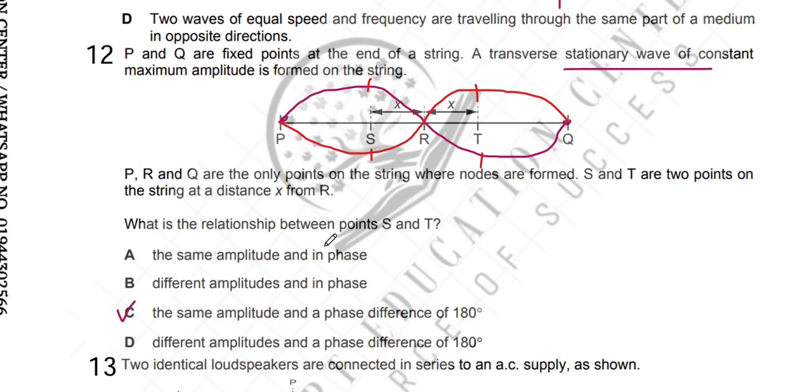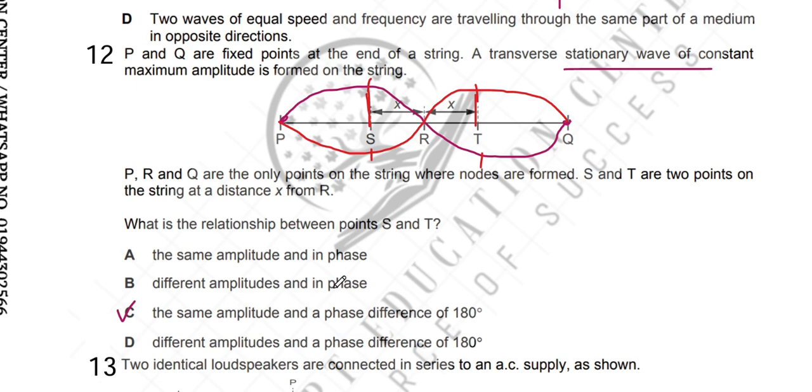So now we can see that S and T are at a distance of x, and the relationship between S and T would obviously, we can see that the displacement usually should be the same because they are at the same distance apart, so they must have the same differences or displacement, and the phase difference should be of about 180 degrees.